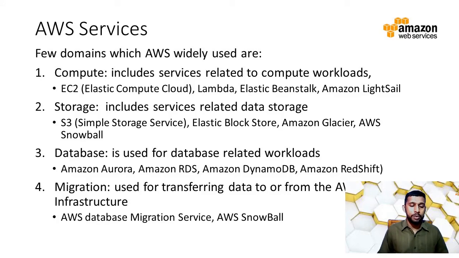AWS also provides computation power, that is infrastructure as a solution, which includes services related to compute workloads. They are EC2, Elastic Compute Cloud, Lambda, Elastic Beanstalk, and Amazon Lightsail. Then Amazon Web Services also provides storage services related to data storage, such as S3. We already discussed Simple Storage Service, Amazon S3, in the last module. Then Elastic Block Store for unstructured data, Amazon Glacier, and AWS Snowball.